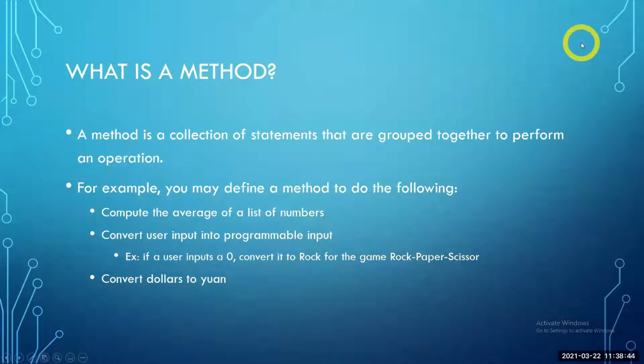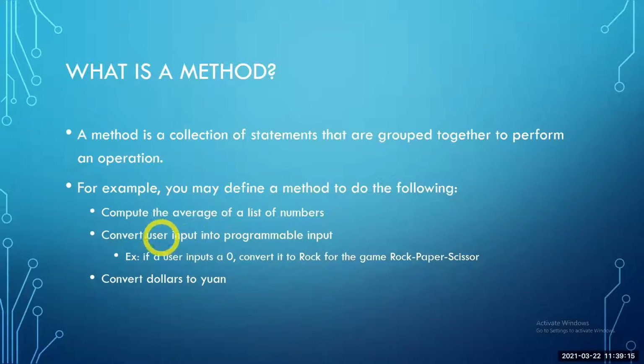All right, so for example, and again, it's to organize your code and put behavior that's pretty similar to one another, or to perform a specific operation, into an organized section. That allows you to reuse it. It allows you to organize your code. A lot of different reasons for methods. So for example, you may define a method to do the following. Maybe you want a method that computes the average of a couple of different numbers. That's all it does. It just computes the average of some numbers.